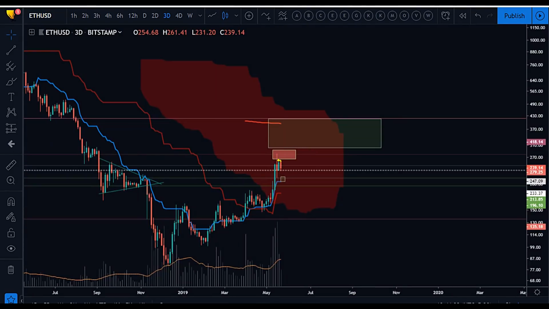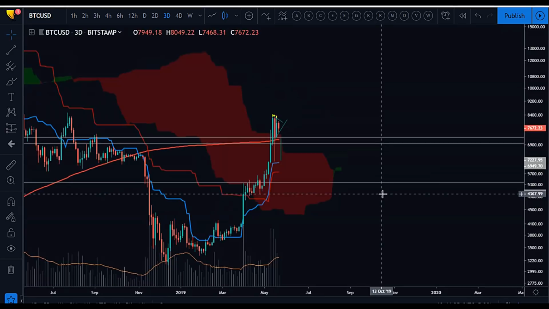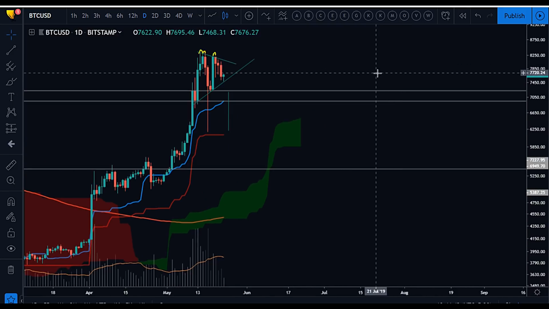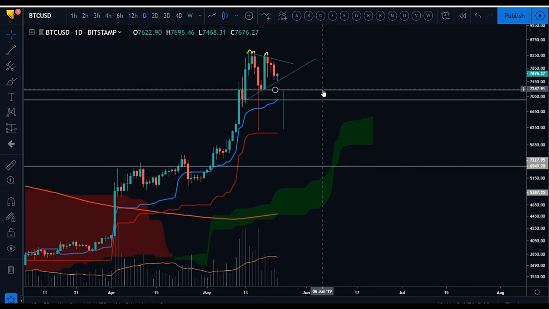Let's go on over to BTC again. If we close a daily candle above this zone here, 8,214, it's a no-brainer. Move up to 9,600. Of course, nothing is for certain, but it's a very, very high probability trade to the upside. However, towards the downside, it's a little bit more complicated.